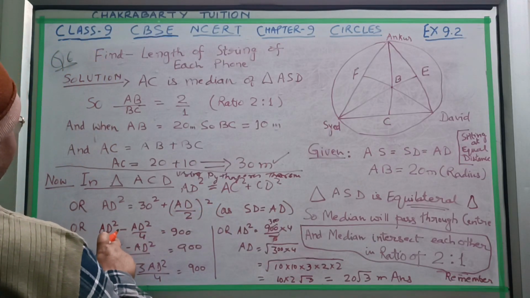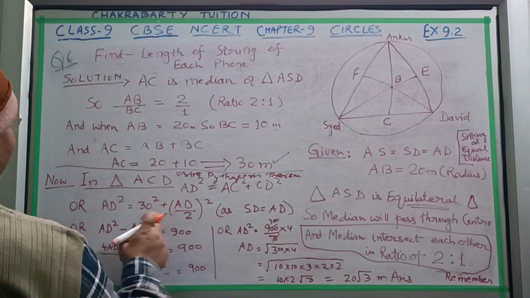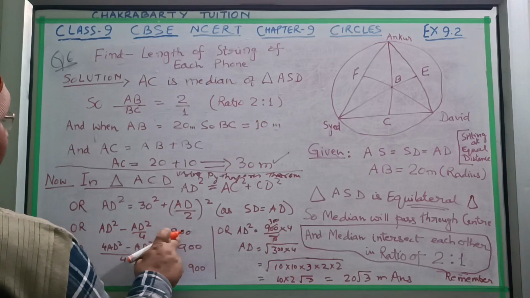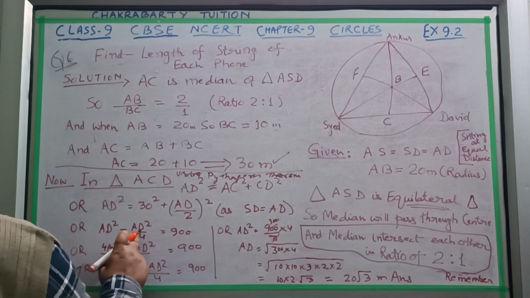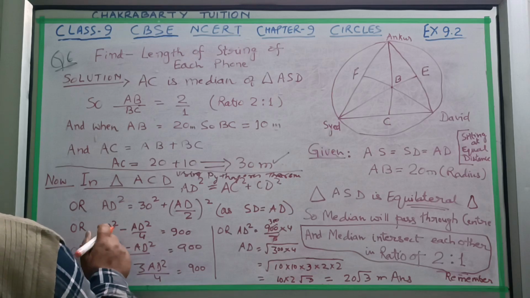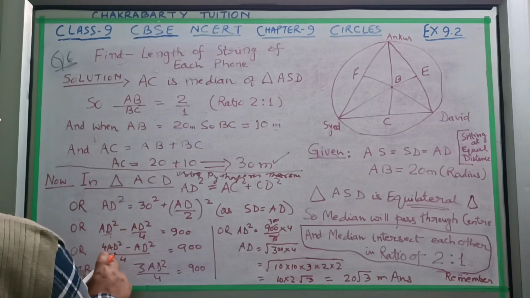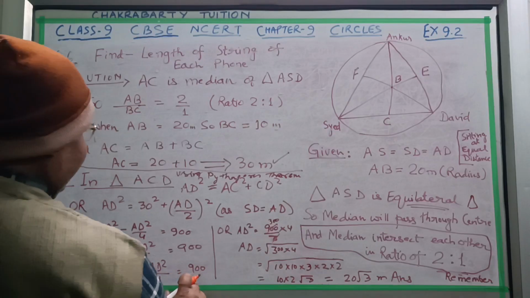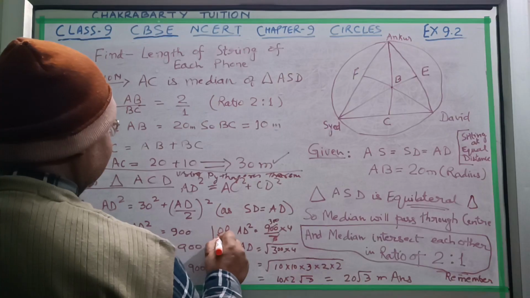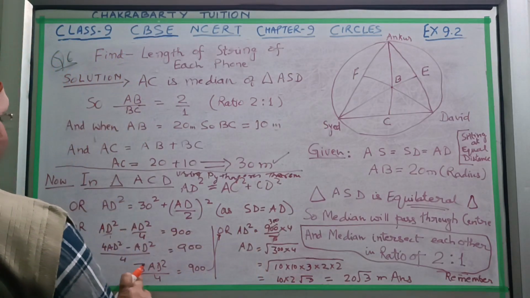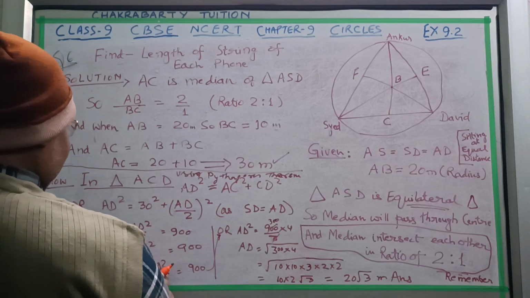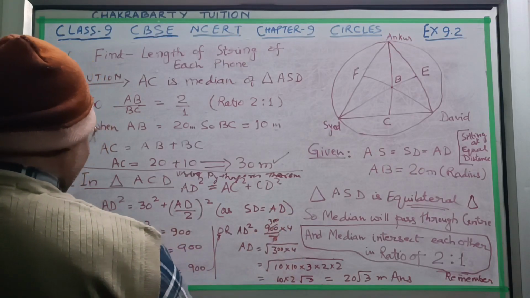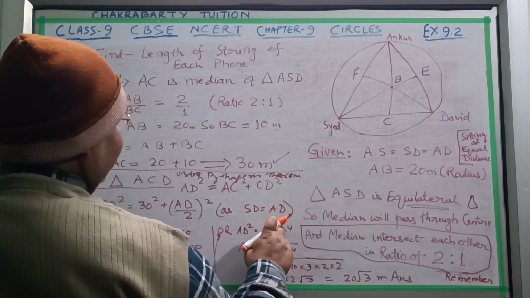AD square, and this plus we will take out, transposing to the other side. So it will be AD square minus AD square upon 4 is equal to 900. Now we take the LCM. So here one is hidden. So it will be 4 AD square minus AD square. So what will remain? 3 AD square upon 4 is equal to 900. From here we have gone to this side. Now AD square is remaining, and 3 upon 4 we will take to this side. So 4 will go up and 3 will come down. So 3 will cut 900, it will become 300.